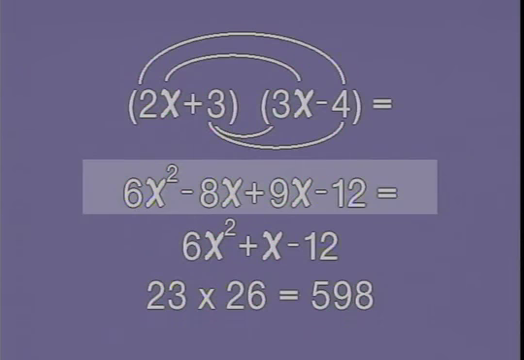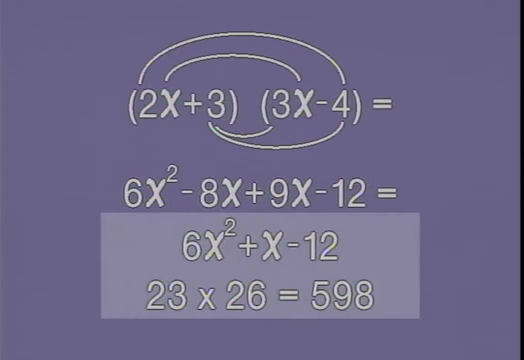Notice the answer, 6x squared minus 8x plus 9x minus 12, is not the final answer because we need to combine like terms. You wouldn't leave a number like 320 and 35. You say 355. So we combine the negative 8x and the plus 9x, and our final answer is 6x squared plus x minus 12.